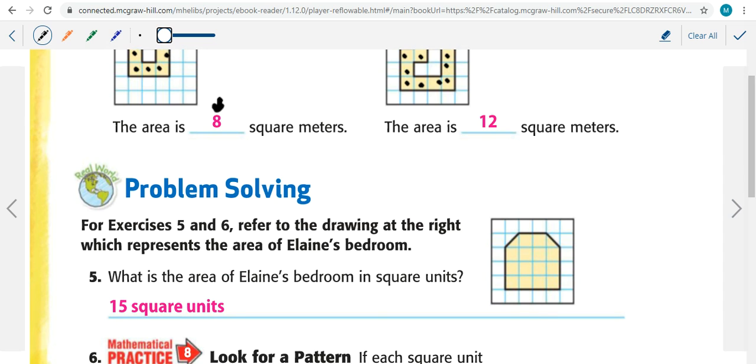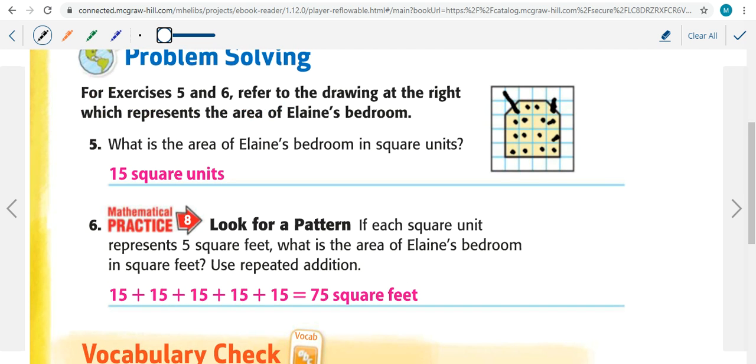What is the area of Elaine's bedroom in square units? The answer is 50. You're going to do the same thing. First, you need to count the whole ones, the whole squares, and then you need to add the halves. These are the halves. This answer is 50. Number 6. Look for a pattern. If each square unit represents 5 square feet, what is the area of Elaine's bedroom in square feet? Use repeated addition. We add 15 plus 15 plus 15 plus 15 plus 15 is 75.